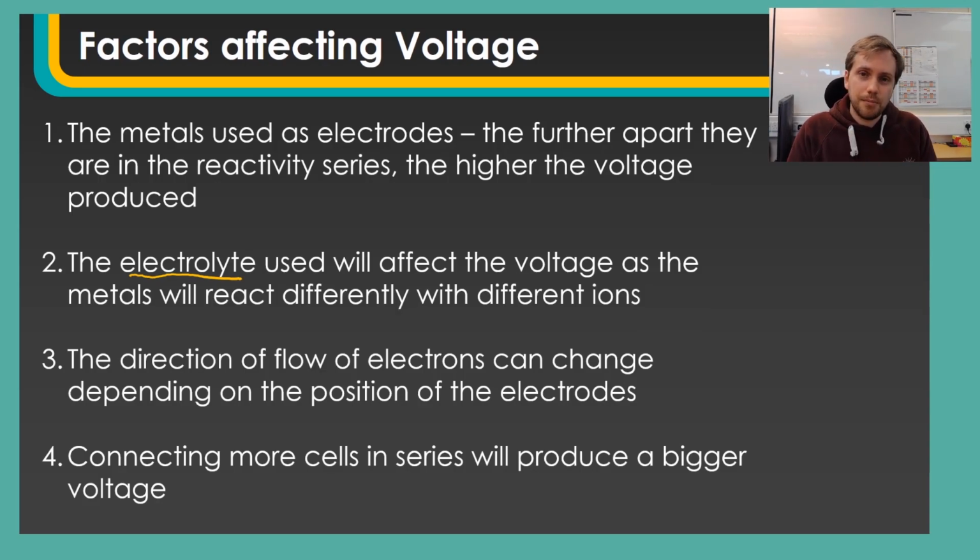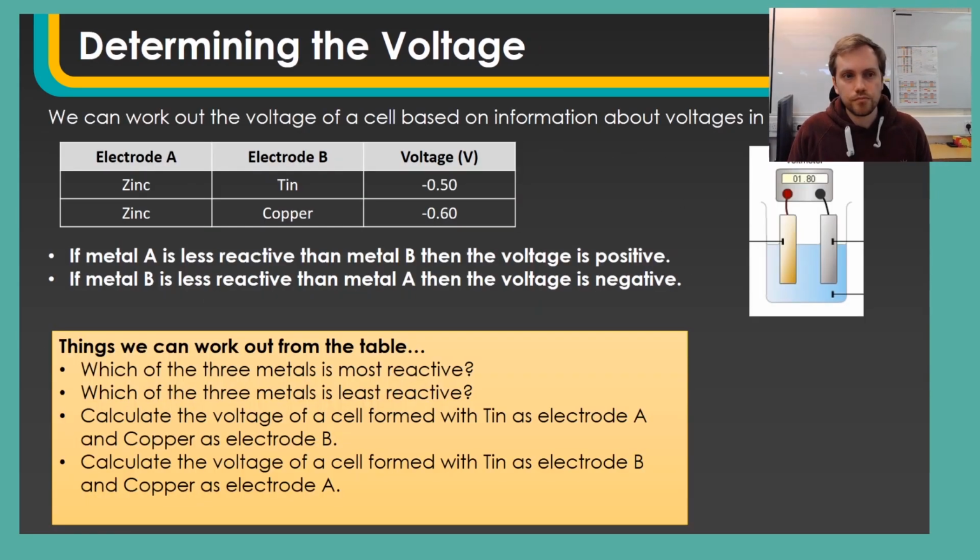So pause the video and make sure you've got those written down. So we're going to have a go at some questions. As you can see on the screen, there is a table of data. We've got electrode A being zinc in both cases, and electrode B either being tin or copper. And you can see the voltages that are induced in both cases.